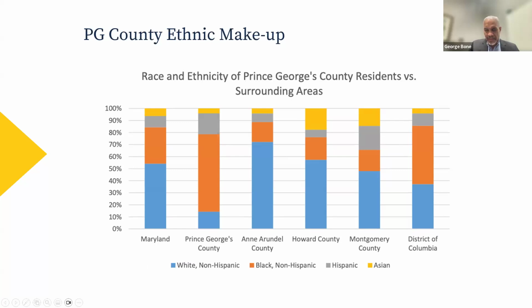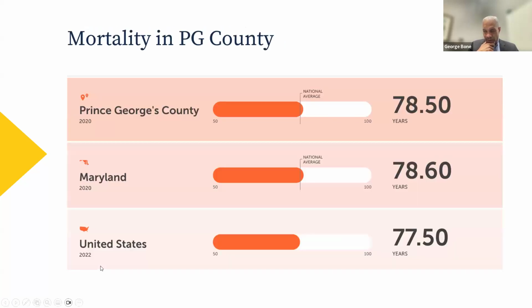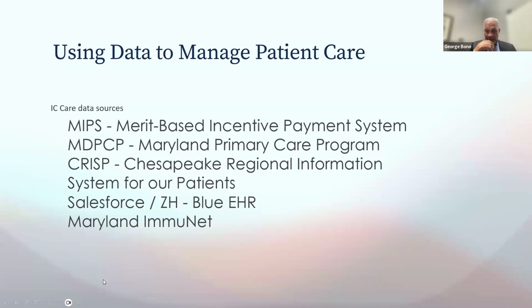And the life expectancy at birth is 78.5 years in the county, compared to the state of Maryland, slightly lower, and slightly higher than the national average. Again, the context in which you view data and collect data is very important, so I'll keep re-emphasizing that throughout the conversation. And these are the sources from which we get our data, fairly self-explanatory.